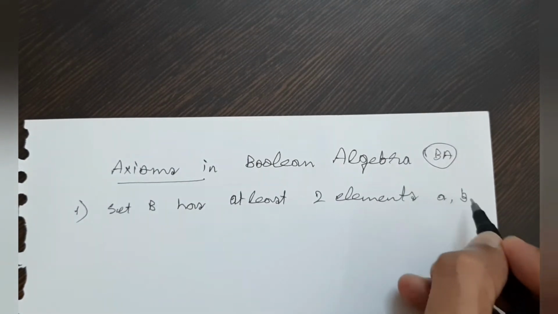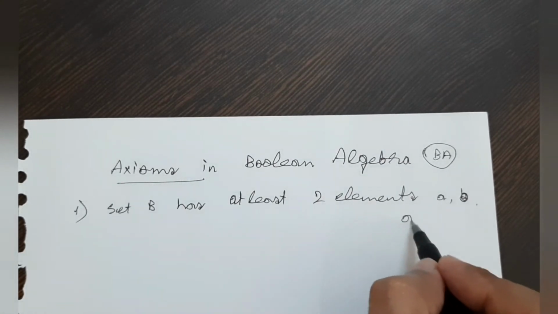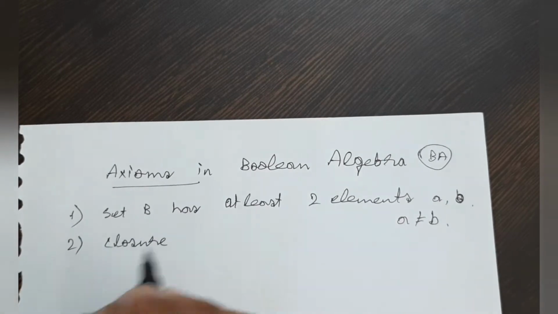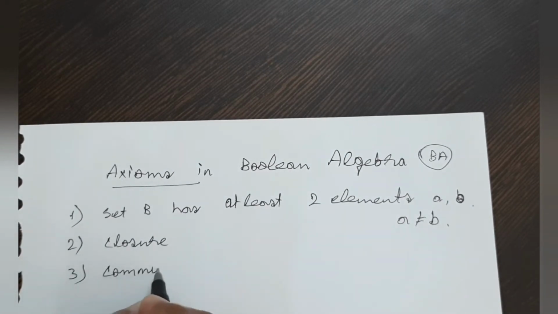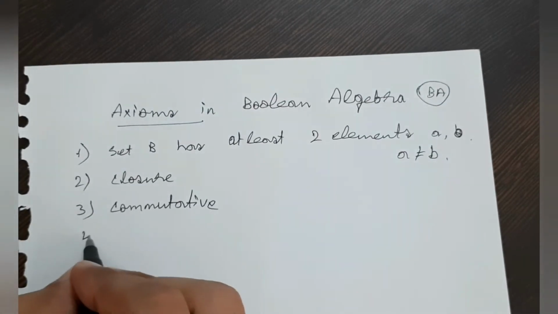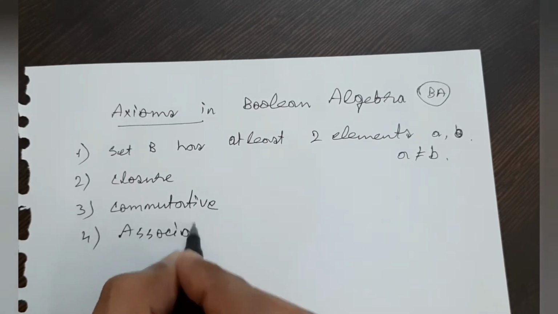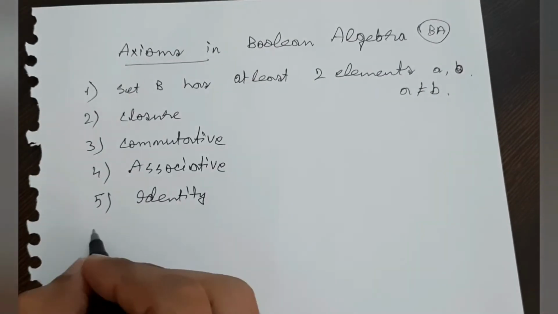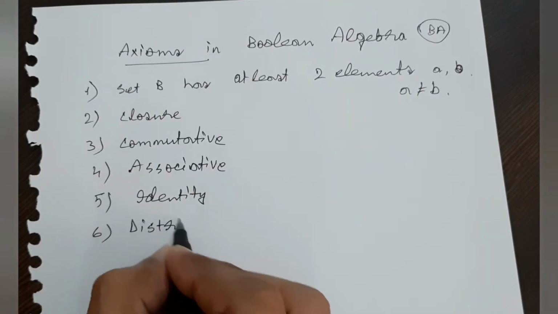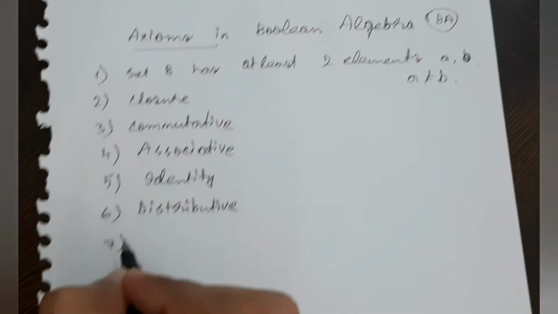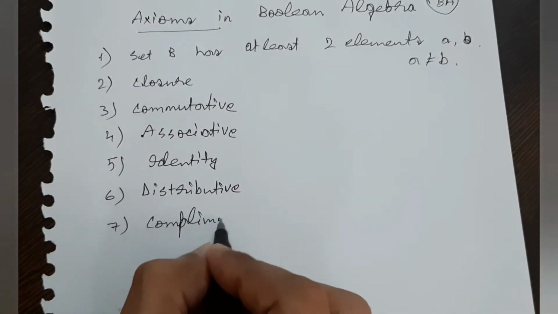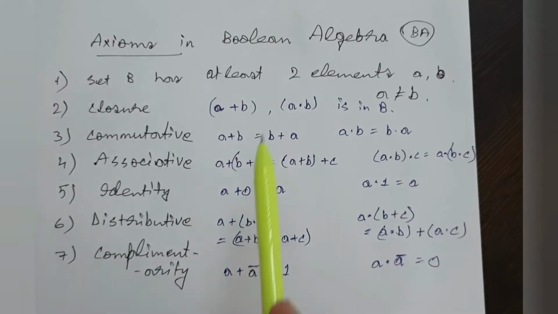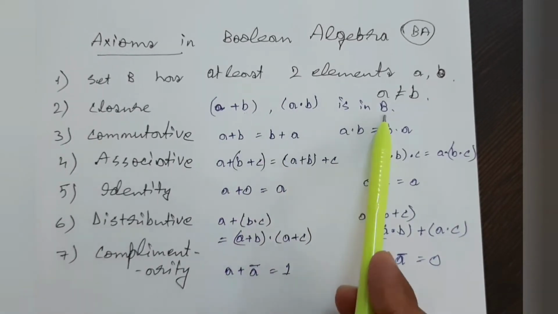You can recall that while giving the simple definition at the beginning of this video for Boolean algebra, we discussed something called set B. So the set B has at least two elements, A and B, where A is not equal to B. Then I would write down the names of the axioms first, and then I shall quickly write down the examples for that. These are closure, commutative, associative, identity, distributive, and complementarity. I have quickly listed them down.